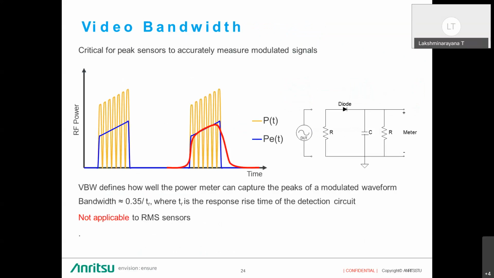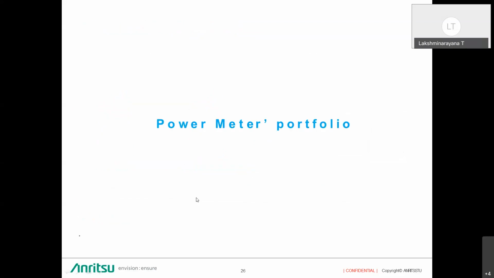So what is video bandwidth? It is critical for a peak power sensor to accurately measure modulated signals. Video bandwidth defines how well the power meter can capture the peaks of the modulated waveform. Whatever is in red color is the video bandwidth. The signal in blue color is the pulse power, the peak power. If it falls within the video bandwidth, we can measure the pulse modulated signals. Video bandwidth can be calculated as 0.35 divided by the rise time of the circuit detection.